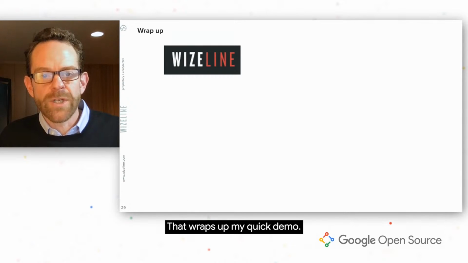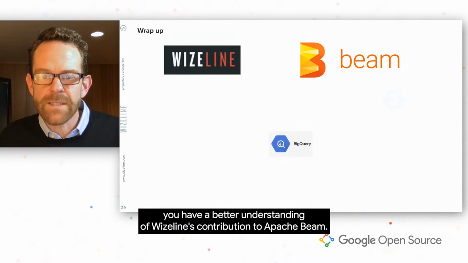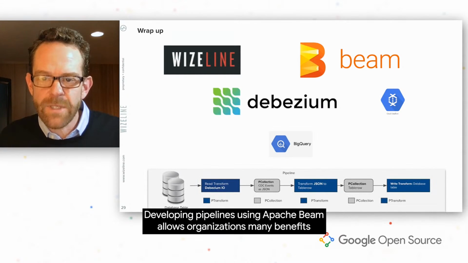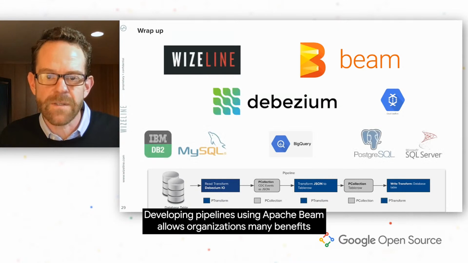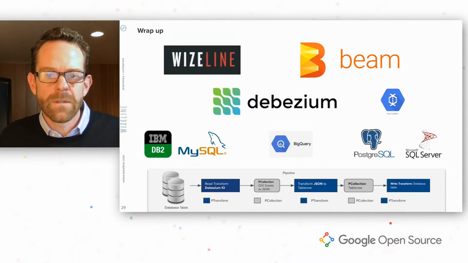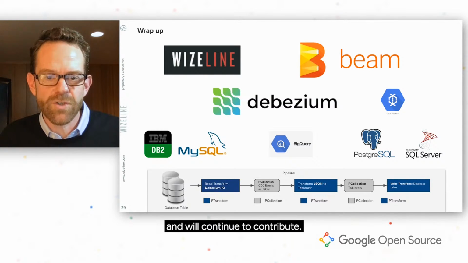That wraps up my quick demo. I hope that after going through this with me, you have a better understanding of Wiseline's contribution to Apache Beam. Developing pipelines using Apache Beam allows organizations many benefits, including data portability, flexibility, and scalability. Wiseline is actively working on Apache Beam related projects and will continue to contribute.